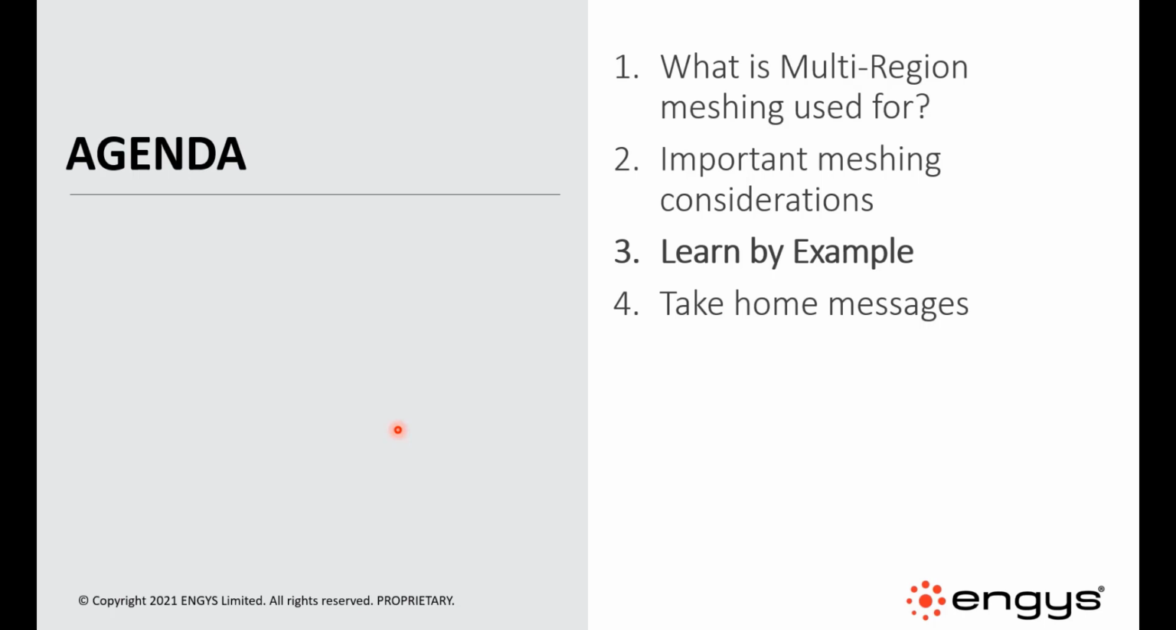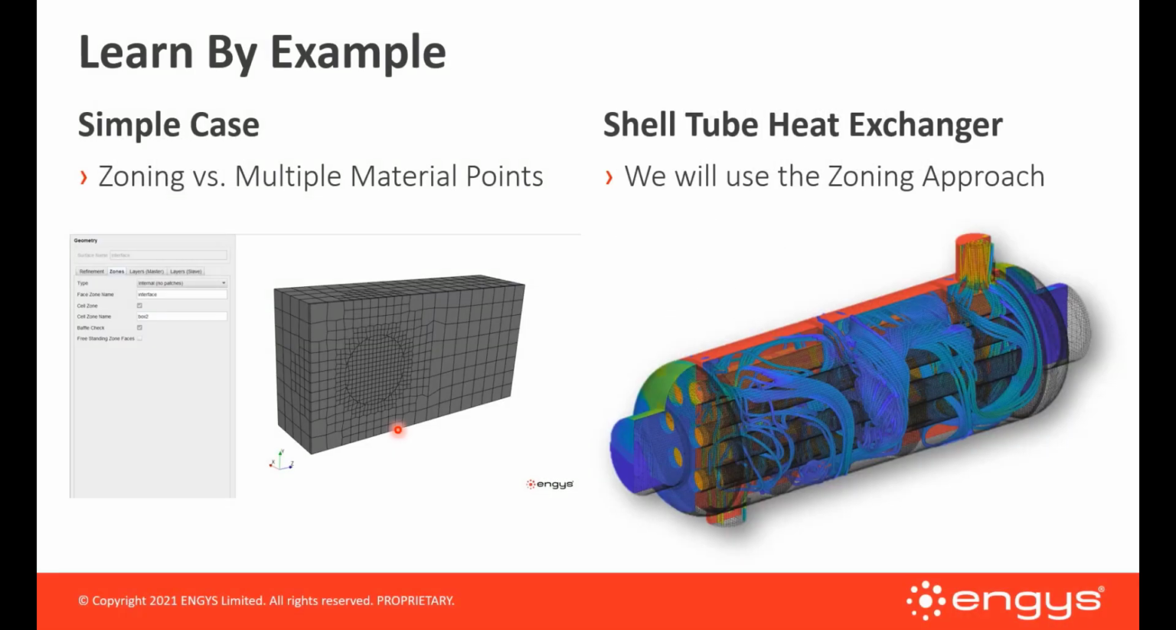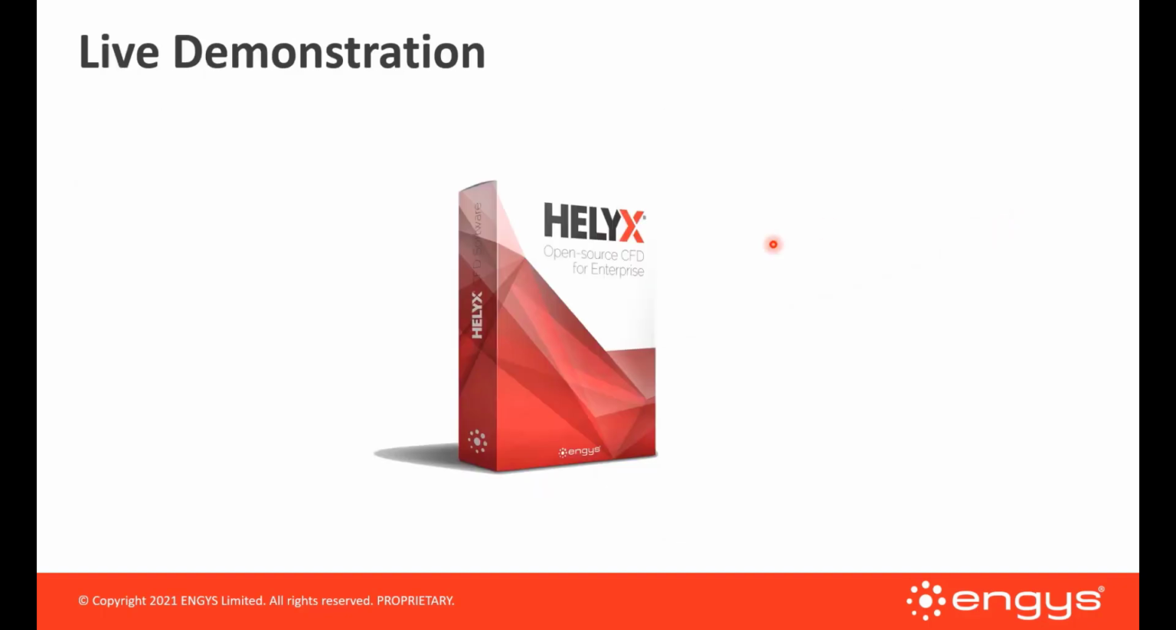and I hope some of them will be clearer with this live demonstration that I'm going to give now. In this live demonstration, I will first set up a very simple case with two boxes and one sphere to demonstrate the difference between the zoning approach and the multiple material points approach. And then I will mesh a shell tube heat exchanger geometry with the zoning mesh approach to demonstrate how easy it is to set up and to show the automated creation of the interfaces between the multiple regions. So let's go to the live demonstration.